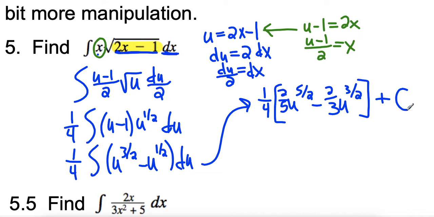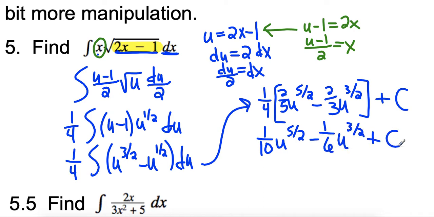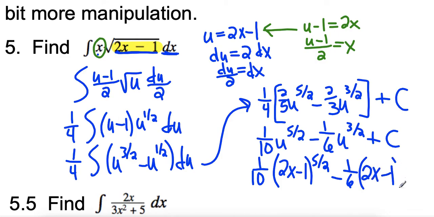And then I'm going to distribute my 1/4. So that's going to give me, when I reduce, 1/10 u to the 5/2 minus 1/6 u to the 3/2 plus c. And then the last step, we'll substitute back in for our u. So 1/10 2x minus 1 to the 5/2 minus 1/6 2x minus 1 to the 3/2 plus c. Okay, so it's still the same process, it's just a little bit more manipulation to take care of this little extra x that we had in the problem.